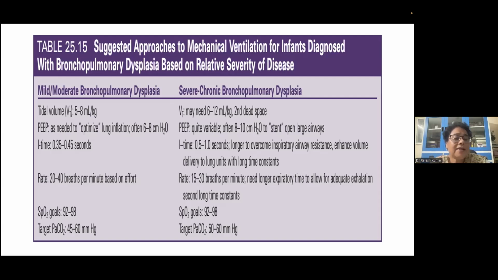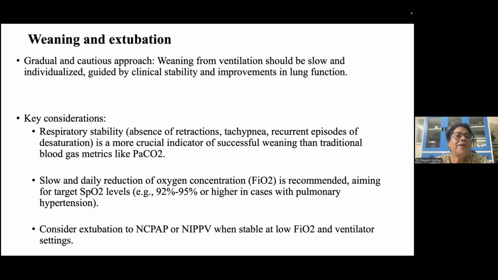The SpO2 goal is around 92 to 98% for both the conditions, and we also accept permissive hypercapnia for these babies. Now, weaning and extubation also need to be planned cautiously. Weaning from ventilation should be slow and individualized, guided by clinical stability and improvement in lung function. Unlike in other babies where weaning is usually guided by blood gases like PaCO2, here we may not be able to be guided by blood gases, and we'll have to base our weaning on the physical examination, like absence of retraction, tachypnea, and recurrent episodes of desaturation.